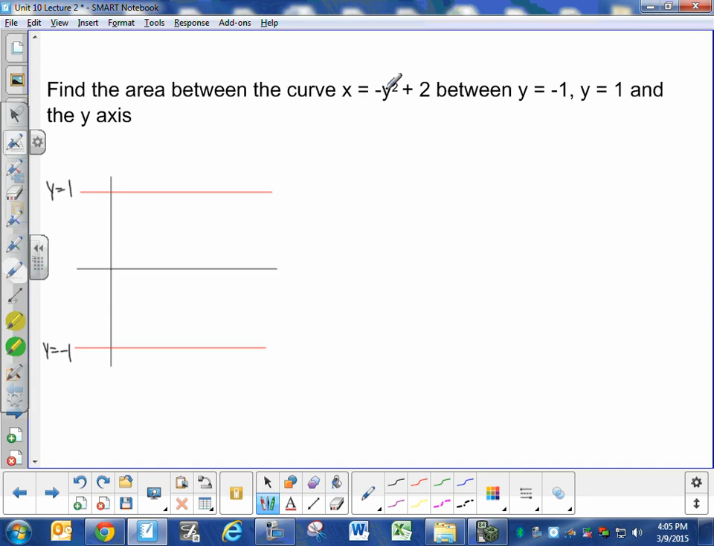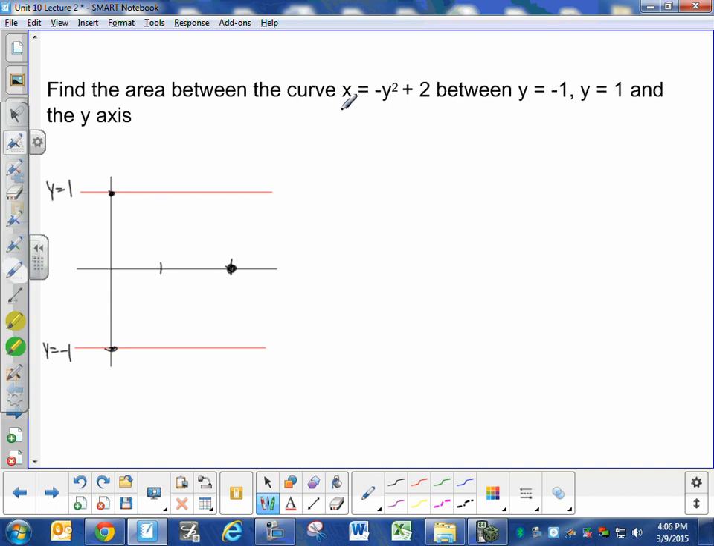So I plug in 1, I get negative 1 squared plus 2. That is going to be 1. So it looks like we intersect right here. I plug in negative 1. Negative 1 squared is 1. Negative 1 plus 2, that is going to be... sorry, that's going to be also 1. It's funny, you plug in y, you'll get the x coordinate. I could try to plug in other y's. Let's try to plug in a y of 0. If I plug in a y of 0, the x is going to be 2. So I have the point 2, 0.